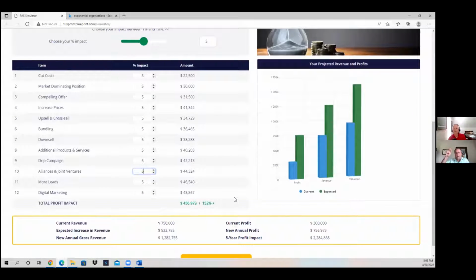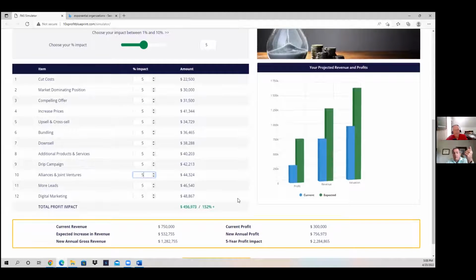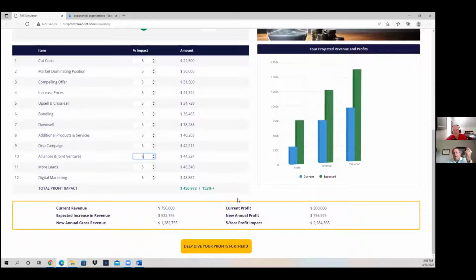You could break this down. Let's say you got 4 employees. Each one gets to work on 3 of them, each one working in different areas. You could be one of those employees, but you're going to break it down into 4 pieces. So each one of you has 3 of these areas, and you're going to work on cutting costs by 5%. You're going to work on a market dominating position. That might mean you don't know how to do that, so let's say you got to hire somebody to help create a compelling offer and a market dominating position.